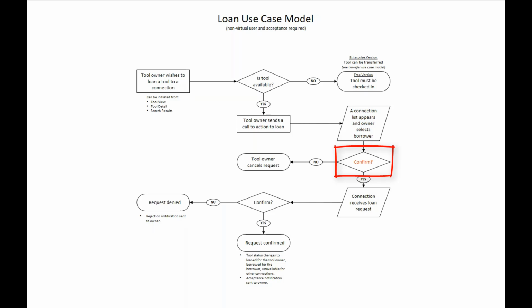Then there will be a confirmation option. The tool owner can cancel the request at that point and do nothing, and the process ends, or it can confirm it. And if the tool owner confirms it, then the connection receives the loan request, which they can confirm or deny. If they deny, then the process ends and a rejection is sent back to the tool owner. If they confirm it, then the tool status changes to loaned for the tool owner, borrowed for the borrower, unavailable for everybody else, and an acceptance notification is sent back to the owner.